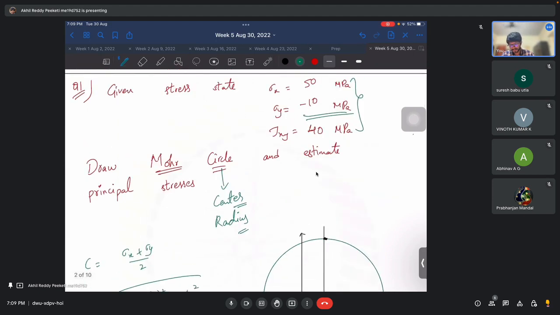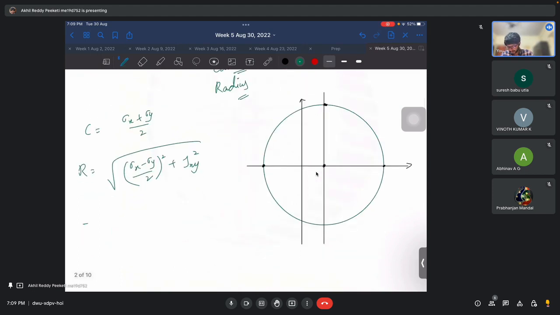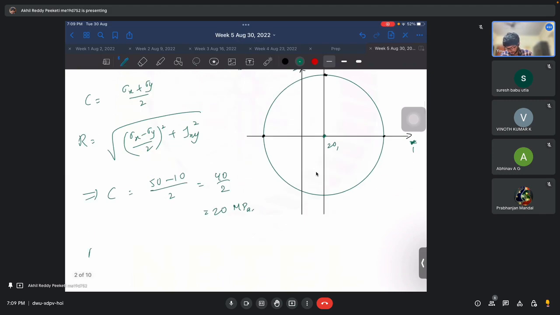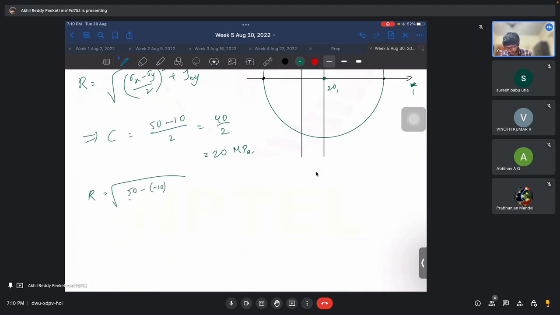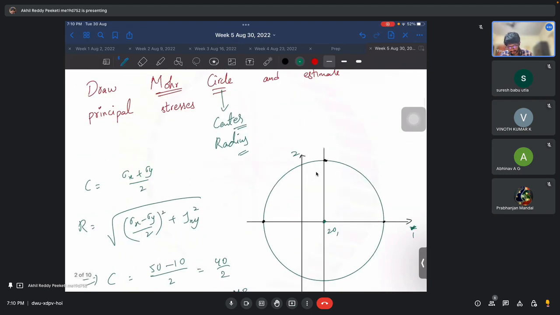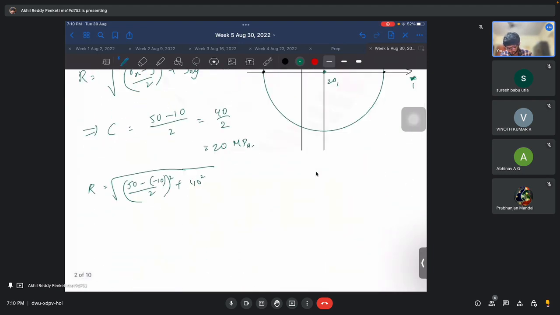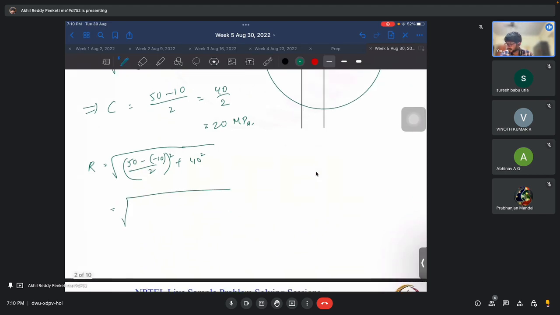So here we have sigma x as 50 MPa and sigma y as minus 10. So the center would be 50 minus 10 by 2, so 40 by 2 equal to 20 MPa. So the center is 20. If you take this as the axis 1 and this as the axis 2, we have center as 20 and the radius is sigma x minus sigma y, so 50 minus of minus 10 by 2 whole square plus tau xy square. So 50 plus 10, 60 by 2, 30 square plus 40 square. So this should be 50, right?